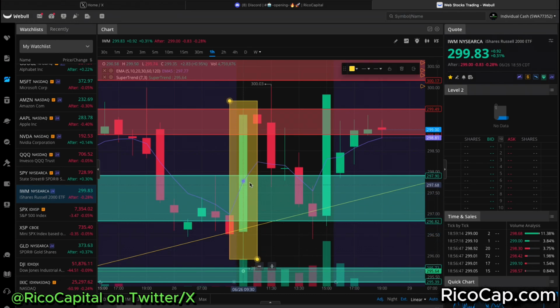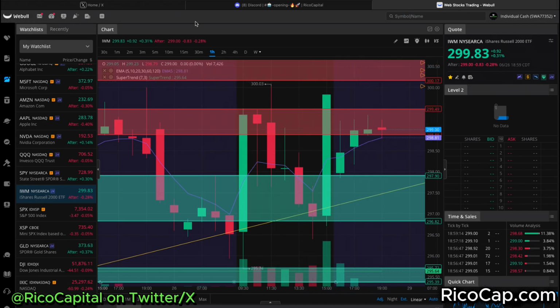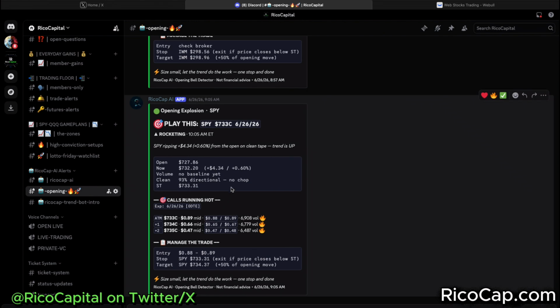I ended up calling it out around right here, 298, once we broke above that 297 zone, 296. Beautiful zone to zone, straight to the next move up. Almost 300 in that same candle, and it ended up hitting 300 midday. Those calls were moving really well. Again, a good way to make money. Beautiful move.